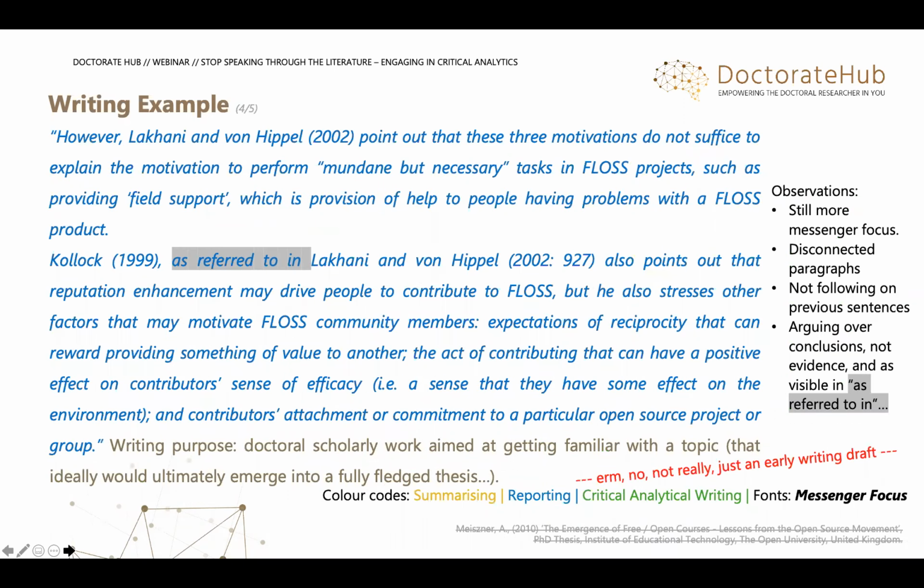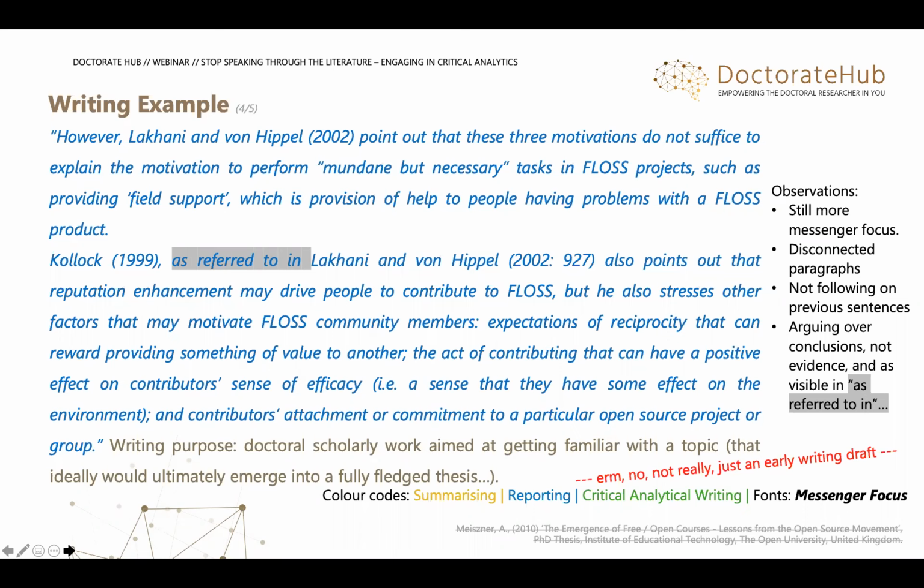Now, this example is from my own thesis, which is a very early draft where exactly something was reported, how it works, and it still has a messenger focus, it has disconnected paragraphs, the subsequent sentence does not follow on the previous sentence, and it still shows the arguing over conclusion and not over evidence.